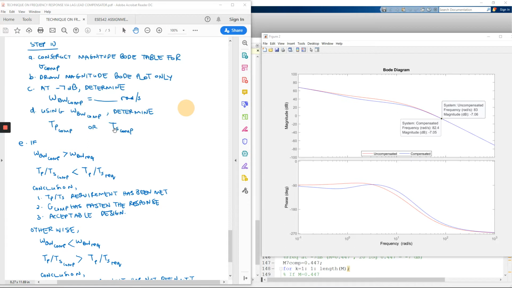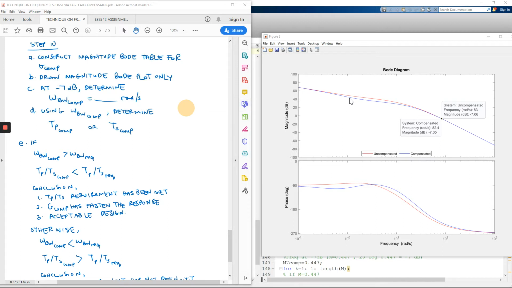So continue on step 10 for frequency response using lead compensator through Matlab. For step 10, if you're doing it on your own, you have to construct the magnitude Bode table for the compensated transfer function, and then draw the magnitude Bode plot only, and then determine the compensated bandwidth at -7 dB.